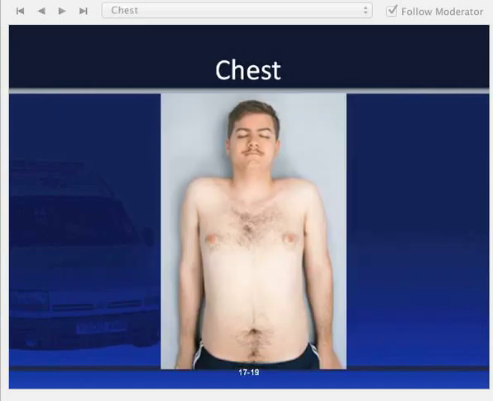Assess the chest for DCAP BTLS. Note the shape of the patient's chest. Assess the patient's work of breathing, including the use of accessory muscles during breathing. Look for surgical scars, unequal chest rise and fall, bruises, open wounds, obvious deformities, and signs of a rash.